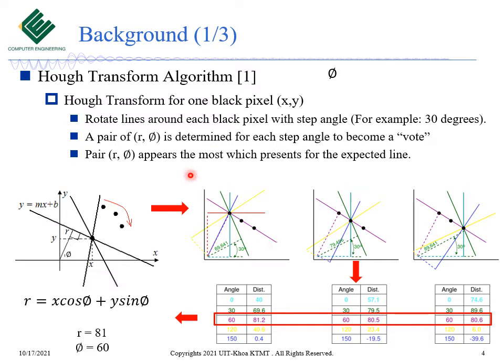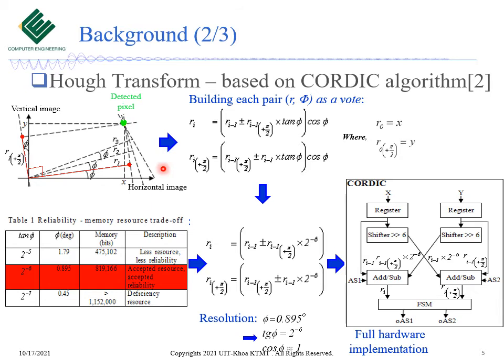Because in the Hough transform algorithm we need to calculate sine and cosine and also multiplication operations, it is very slow processing. So therefore, in our system, we propose to use the CORDIC algorithm to calculate the Hough transform operations.